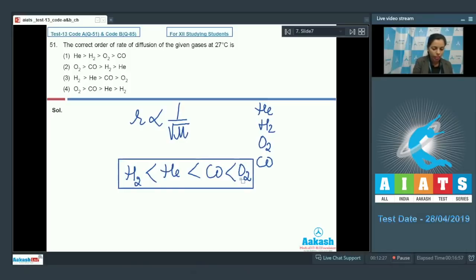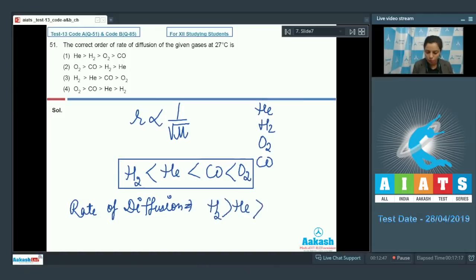So on the basis of this, the correct order of decreasing rate of diffusion would be, I'll just write here that rate of diffusion for these gases would be maximum for hydrogen, then would be the turn for helium, then CO and then O2. This was the order of molecular masses. So finally order we have obtained here, and this order is correctly given here in option 3. So just choose option 3 as your correct answer.